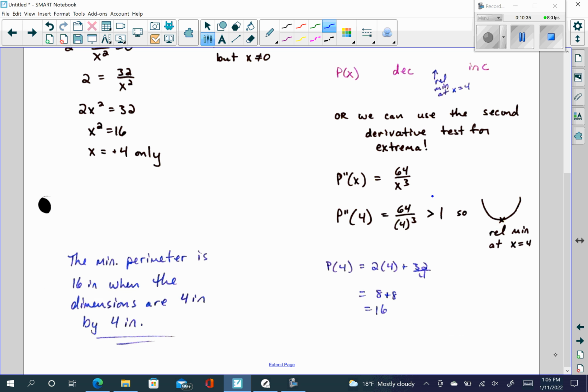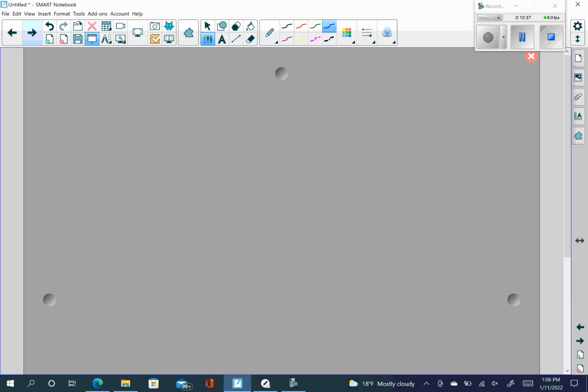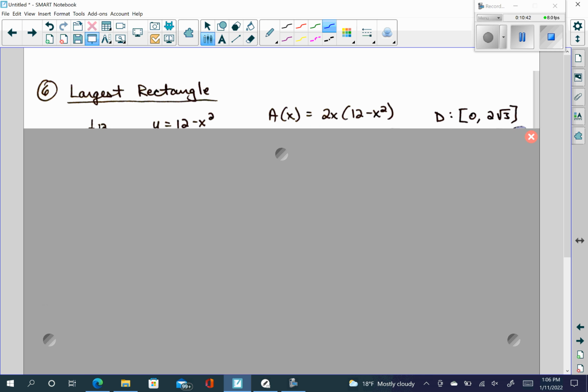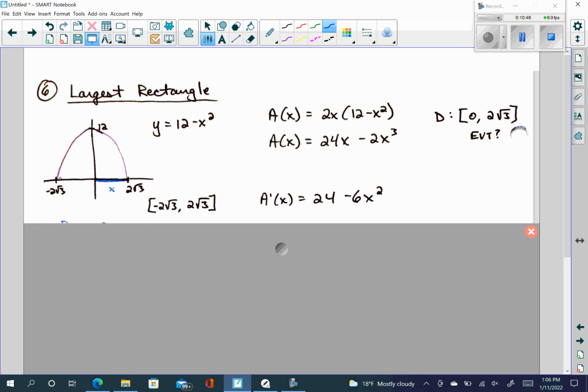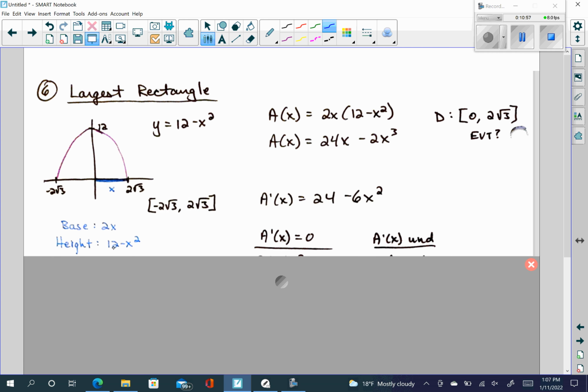All right, looking at number 6, the largest rectangle. This is very similar to example 2 that we did in class and finished yesterday. So we could just make a quick sketch of our parabola here for y equals 12 minus x squared. Again, our rectangle has its base on the x-axis, so our base would be 2x, and our height would just be y, which is 12 minus x squared. Right up here is our area function, base times height. We just distribute that.